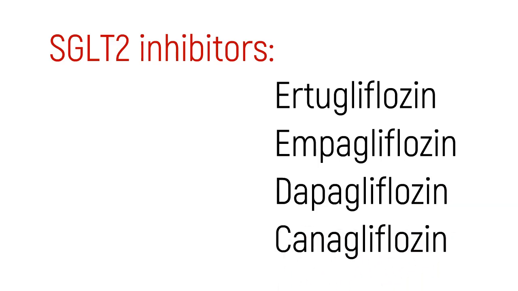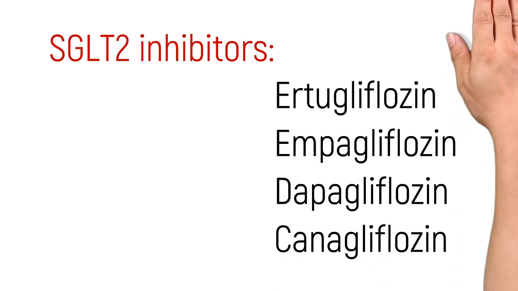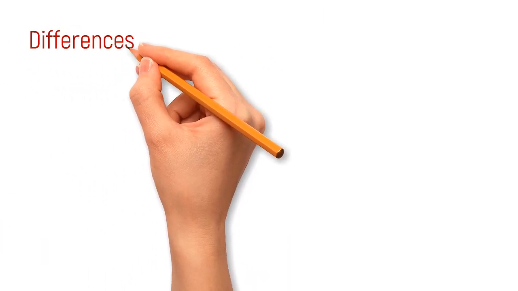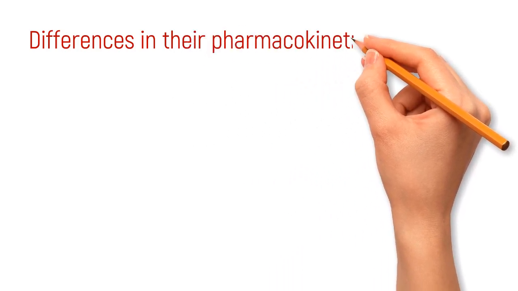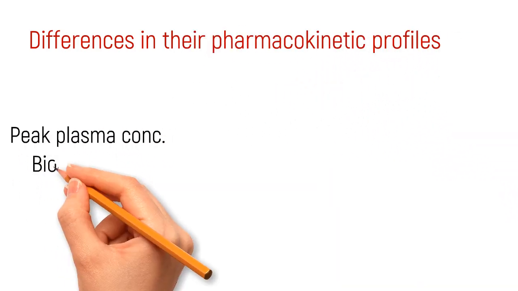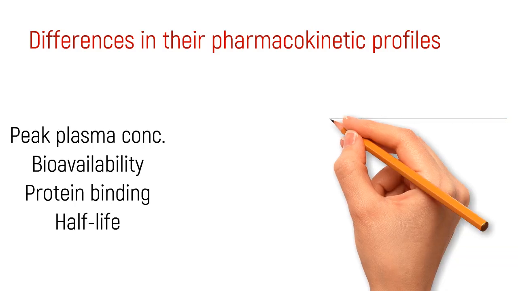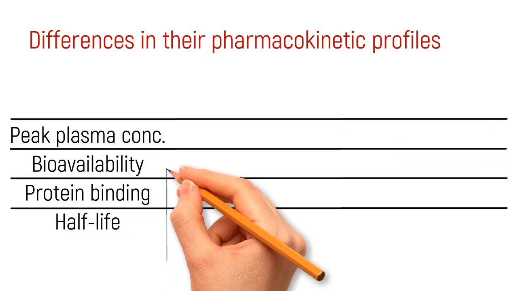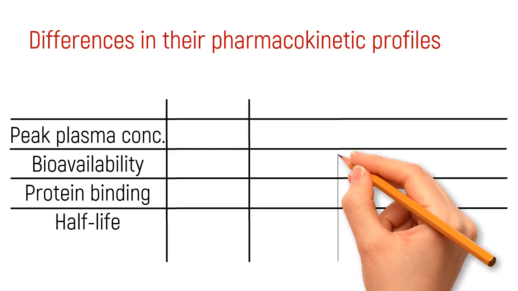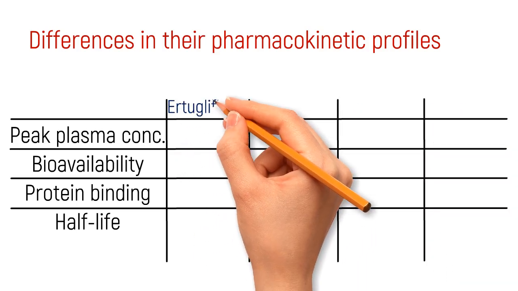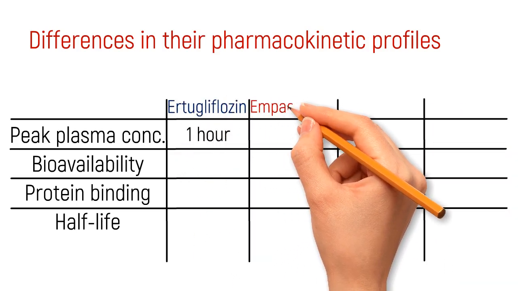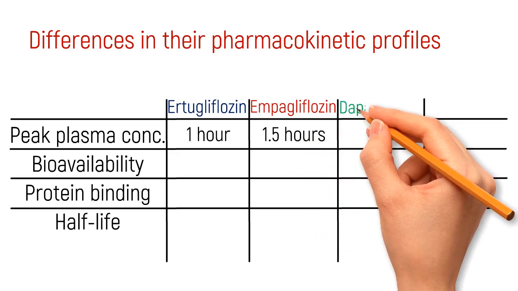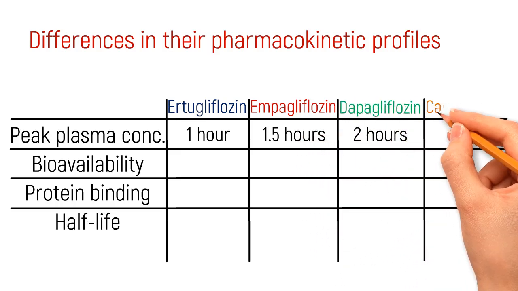To better understand their clinical applications, it's essential to first examine the key differences in their pharmacokinetic profiles, which include parameters like absorption rates, bioavailability, protein binding, and half-life. In terms of absorption, the peak plasma concentration of ertugliflozin has the quickest absorption, which is only 1 hour, followed by empagliflozin at 1.5 hours and dapagliflozin at 2 hours. Canagliflozin shows a variable absorption time between 1 and 2 hours.